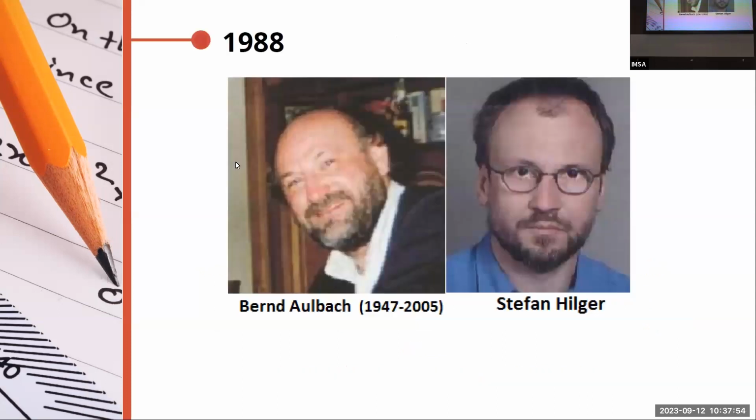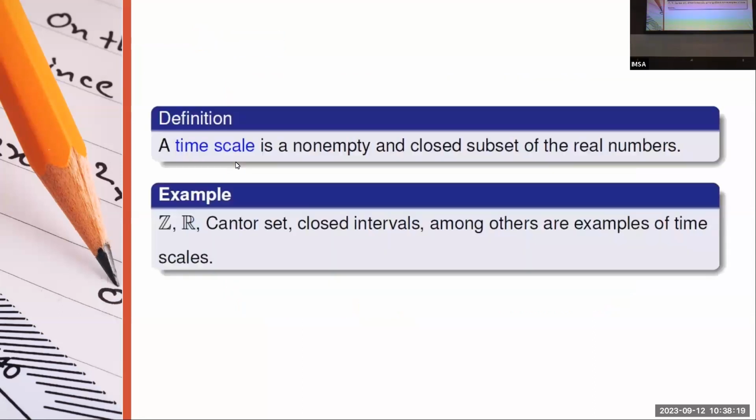And this was the idea behind Stefan Hilger. Here is Bernd Aulbach, his advisor, and Stefan Hilger. In his PhD thesis, he created this theory of dynamic equations on time scales, and he had the goal to encompass continuous and discrete in the same equation. Let's call it dynamic equations on time scales.